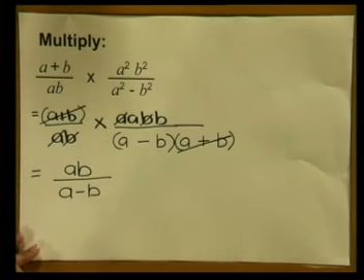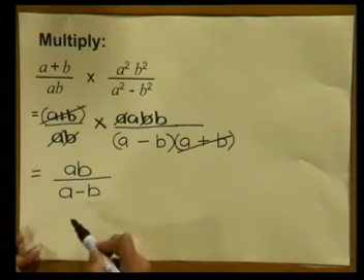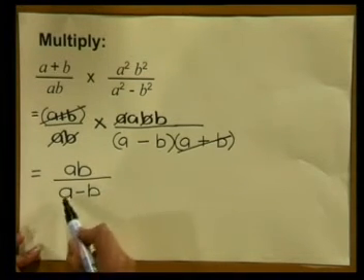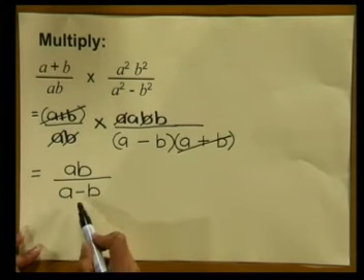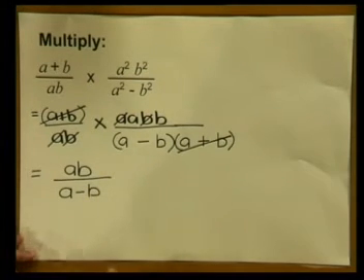Now, can we cancel again? No, not this time. Notice the numerator contains factors a and b, but the denominator contains a minus b, which is terms separated by a minus, and we cannot cancel terms. So this is our final answer.